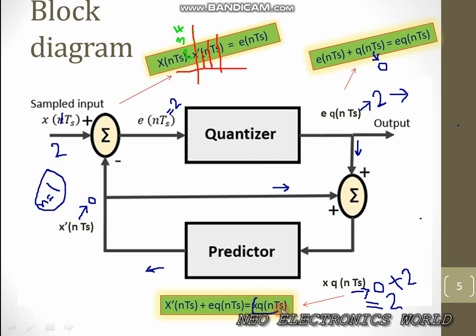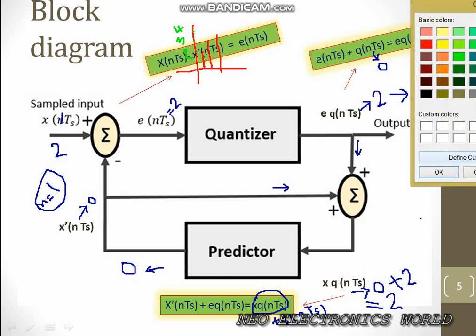This value and q of NTS will give what? What is q of NTS? It's equal to 0. So this output will be xq of NTS plus q of NTS, which gives 2 plus 0, that's equal to 0. Okay.